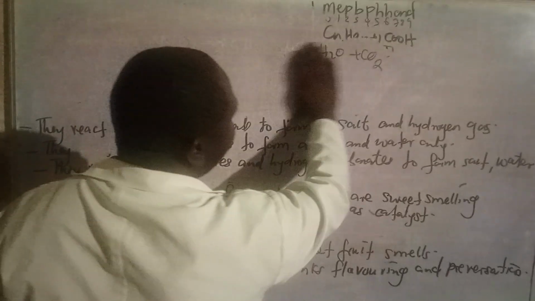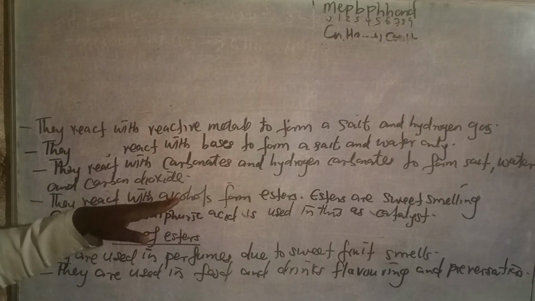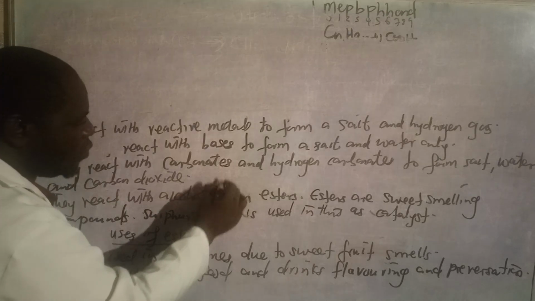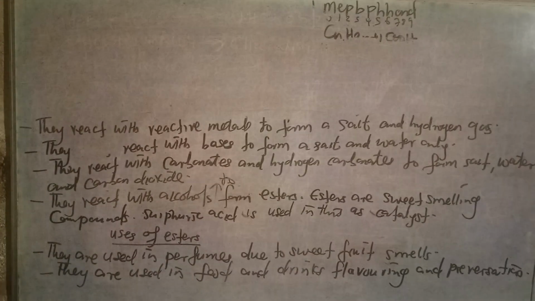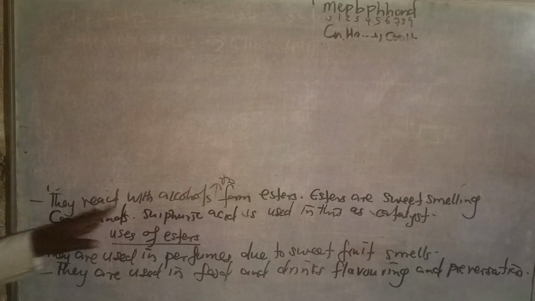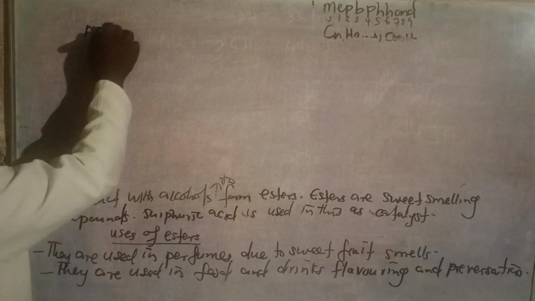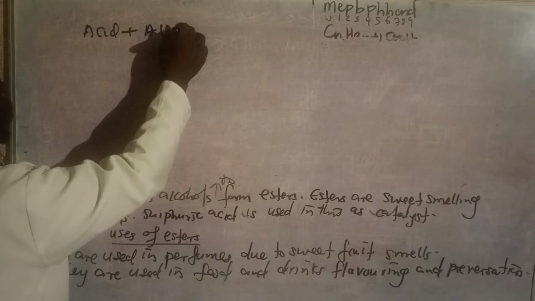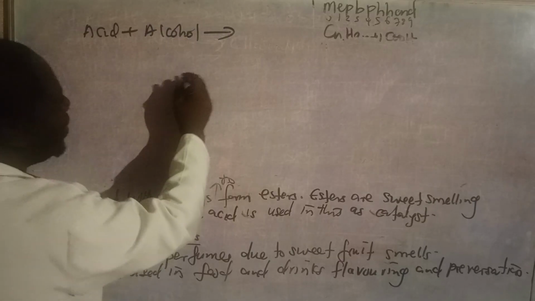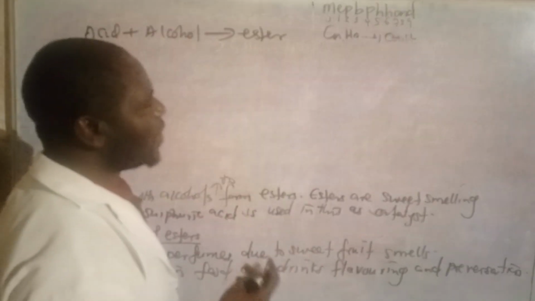Then now I'll go to the last equation here. The last part: they react with alcohols to form esters. This one is crucial now. So it means we're saying that when acid reacts with alcohol, the product is ester, and the reaction we call esterification.